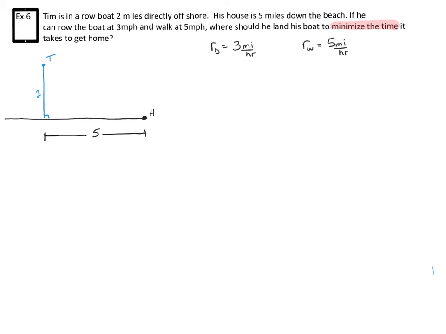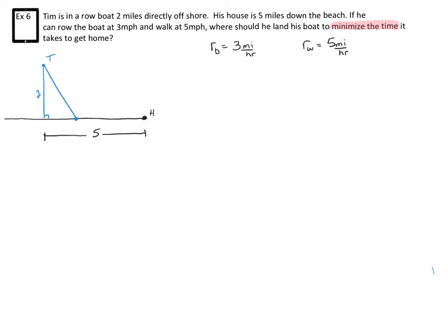So we have to decide, okay, is it better to do that? Or is it better to go directly to the shore and then walk because he can walk faster? Or would it be better if he went somewhere in between? And if so, where in between should he go? So we're going to pick a point somewhere in between. And it doesn't matter where I put it. I'm just going to put it right there. We have no idea what that is.